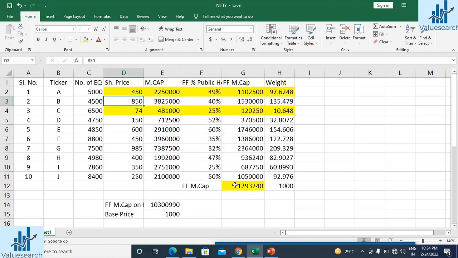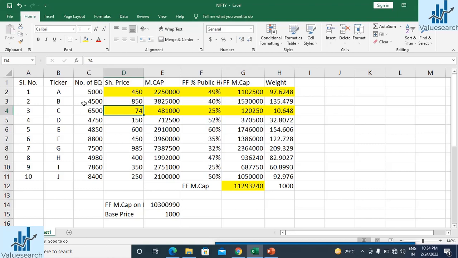See, it has changed significantly. The weight earlier was 10.70, and the share price earlier was 45, and when it has become 450, see, the market cap has changed and the weight has also changed, and the total free float market capitalization has also changed dramatically. Now it was 74 one year ago.